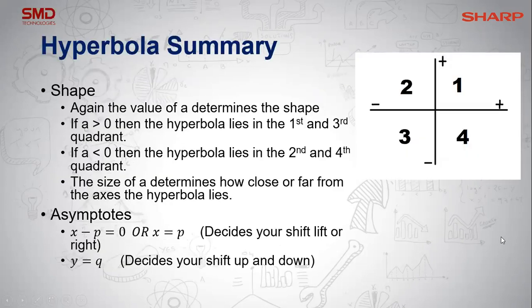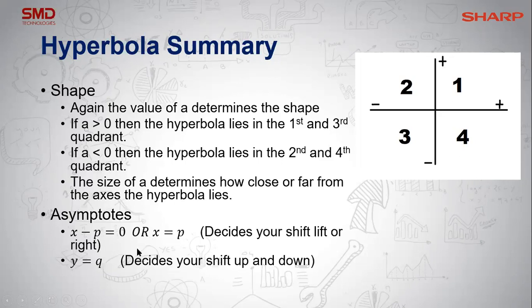All right, then with your hyperbola, remember when your A is positive, your hyperbola is in quadrant 1 and quadrant 3. Okay, because positive times positive and negative times negative is positive, right? And then when it's negative, it's going to be a negative and a positive sign, like so. So it'll be in quadrants 2 and 4. And then, of course, A also decides how close to your axes you are going to get as well.